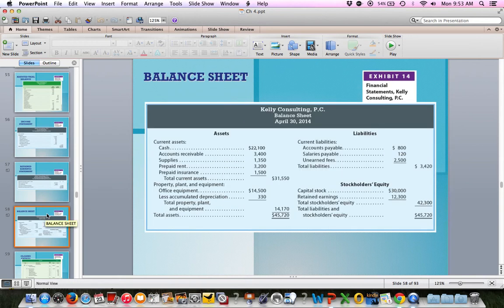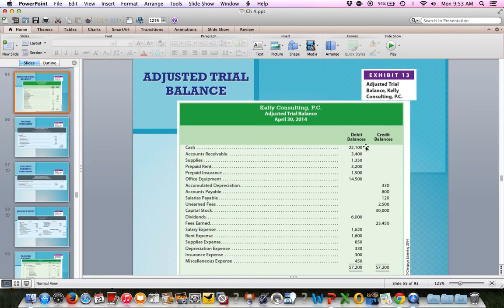And I go to my balance sheet, and it's a matter of just taking the adjusted trial balance and dropping in the dollar amounts here. Okay. So you can see I've got cash, receivable, supplies, prepaid rent, prepaid insurance. You can see those numbers there. We can go back to here and see them here. Cash, receivable, supplies, prepaid rent, prepaid insurance, office equipment. And then on the right hand side, notice that you have accumulated depreciation of $330.